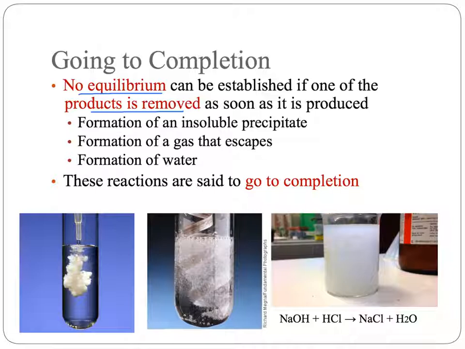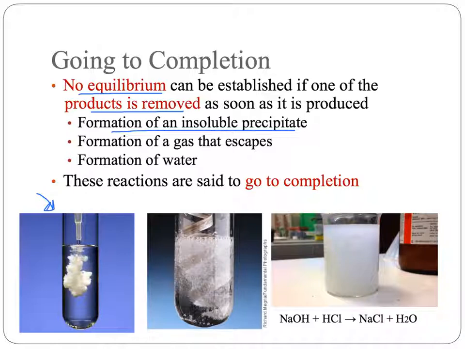There are three conditions where we see a reaction going to completion. The first one is the formation of an insoluble precipitate. So we've got some barium sulfate being made here in this test tube, and you can see it's just falling out of solution and will be collecting on the bottom of that test tube. And since it's insoluble, it's not going to be tempted to break apart into ions again and dissolve back into the solvent. And so those components, those molecules and atoms, are just out of the picture completely.